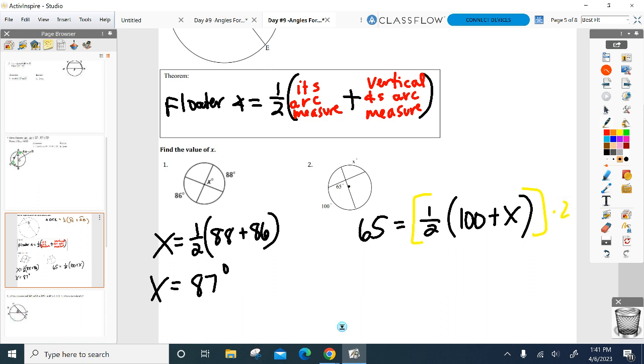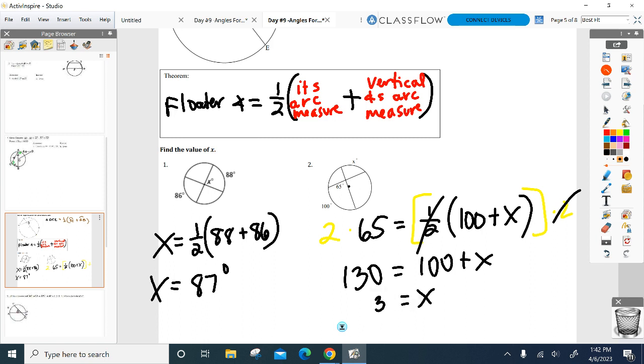So instead, I get rid of the 1/2 right away. I multiply both sides by 2. Again, if you want to distribute the 1/2, that's your call. I just don't like the 1/2 hanging out there, so I get rid of it right away. So I have 130 now. When I multiply by 2, that cancels out the 1/2. It's not like I distribute the 2. They cancel out, so I'm just left with what was inside the parentheses. And now I move the 100 over, and that arc measure was 30 degrees.